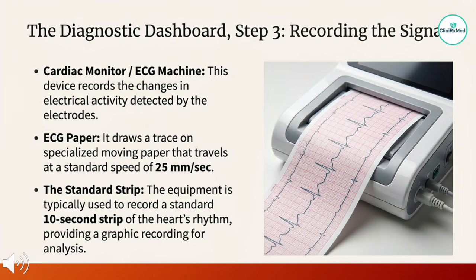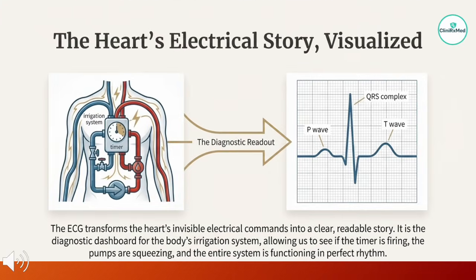The ECG machine records the electrical changes detected by the sensors. It draws a trace on specialized paper moving at a standard speed of 25 millimeters per second. We typically record a standard 10-second strip for analysis. The ECG transforms invisible electrical commands into a readable story. It acts as a diagnostic dashboard, allowing us to see if the timer is firing correctly and if the pumps are squeezing in perfect rhythm.